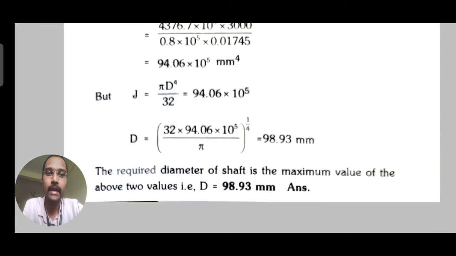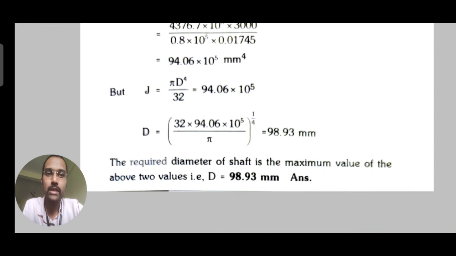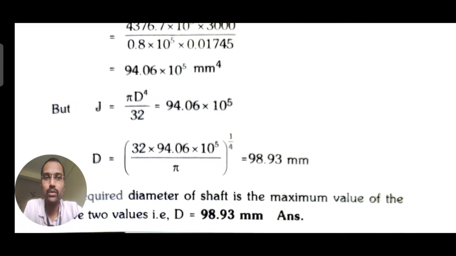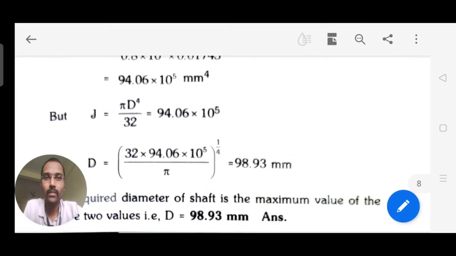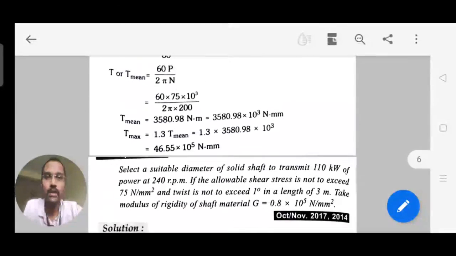That is 98.93. Now you see, according to the statement, the required diameter of the shaft is the maximum value of the above two values. Whatever two criteria you have considered, of both of them you have to choose the maximum value obtained, that is capital D. You got that value as 98.93 mm. So that is used for the design purpose. Okay, that is the suitable diameter that he is asking for.